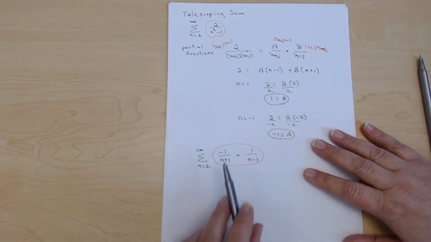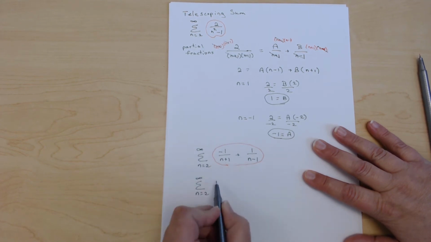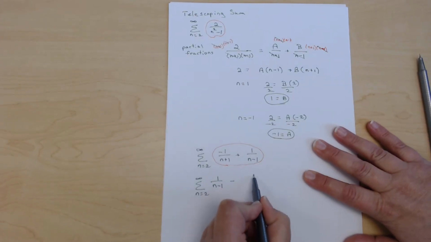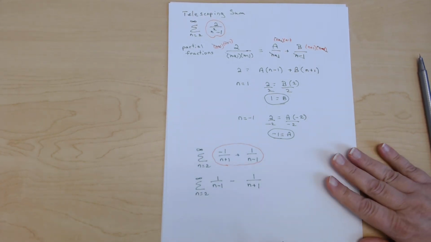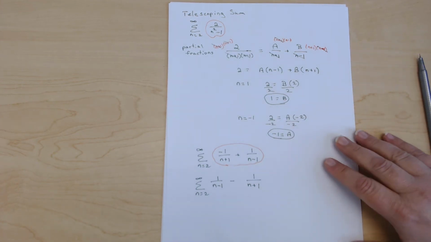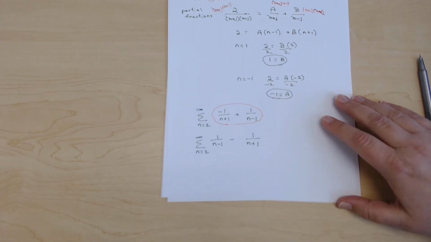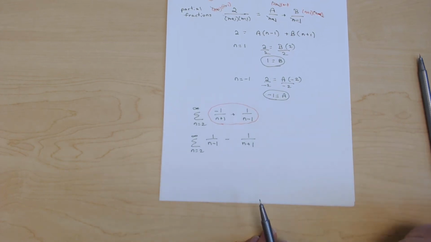Since this one's negative, I'm going to rewrite it. The summation n equals 2 to infinity of 1 over n minus 1, and then minus 1 over n plus 1. Now what we're actually going to do is create the actual sequence. I'm going to slide this up. Let's take a look at what the sequence would actually look like.